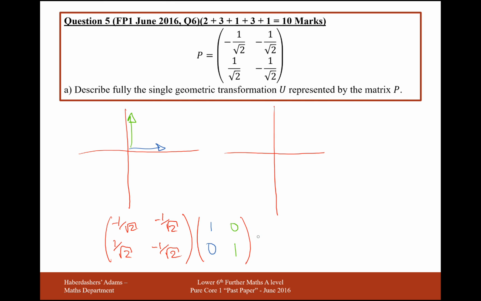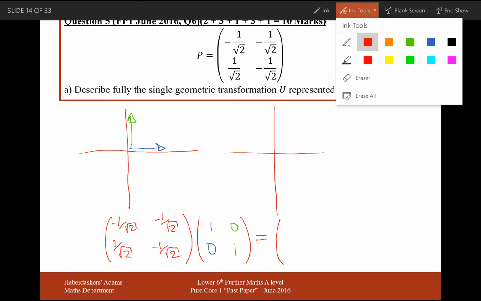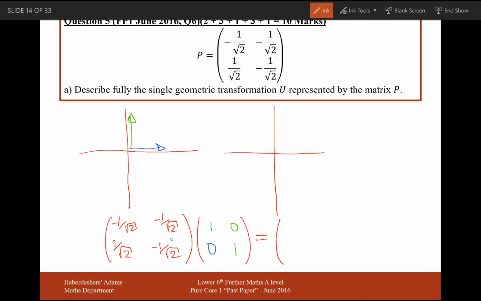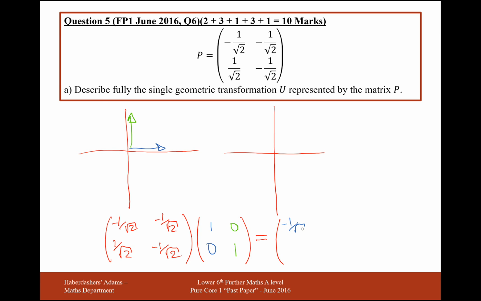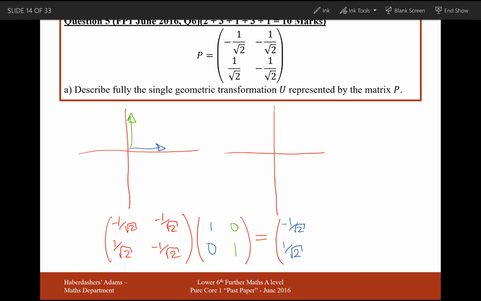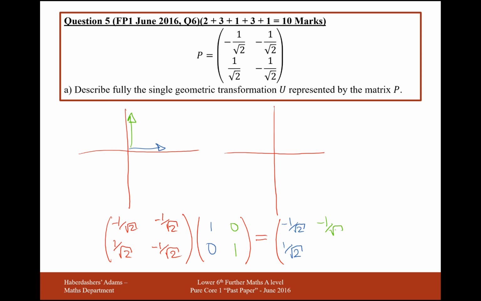So when you transform the coordinates, you multiply the matrices together, and luckily what we have here on the right hand side is the identity matrix. So we're just going to get this matrix in front here. So the blue coordinate is going to end up at minus 1 over root 2, 1 over root 2, and the green coordinate is going to end up at minus 1 over root 2, minus 1 over root 2.